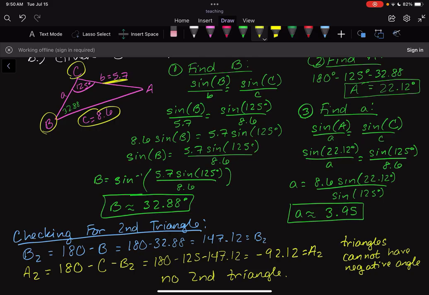So again, I'm going to recap what we did to check for the second triangle. On our first triangle, the first thing we found was B. So the first thing I did for my second triangle was find my second B by doing 180 minus B.